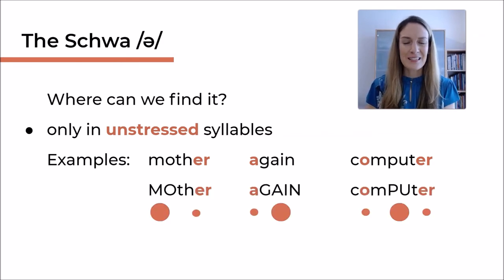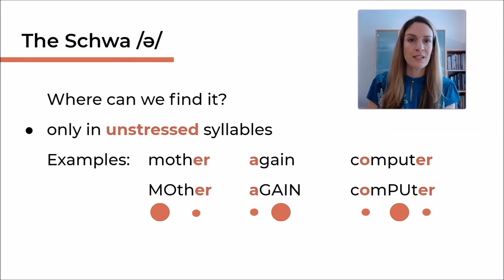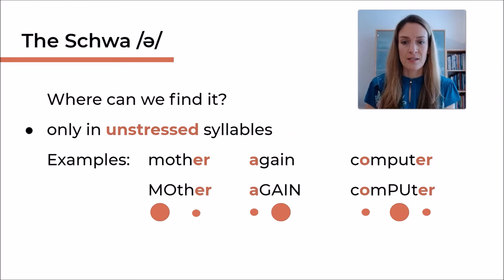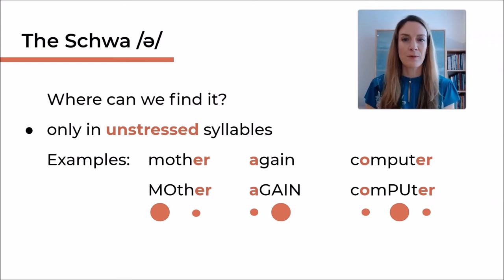All right, so here it's a little bit clearer because in the second line, you can see which syllable is stressed in this word. I've written the syllables that are stressed in capital letters. I also put a big circle underneath this bubble. The big bubble means this is a stressed syllable. The small bubble means this is an unstressed syllable. So I'll repeat one more time. Mother. Again. Computer. As you can see, the schwa is only in the syllables with the small bubbles. All of them are not stressed, unstressed.